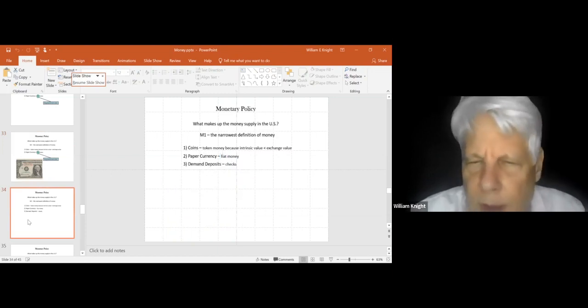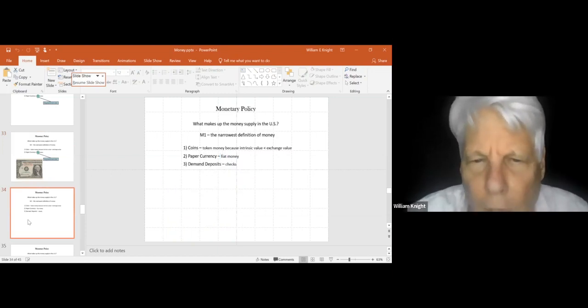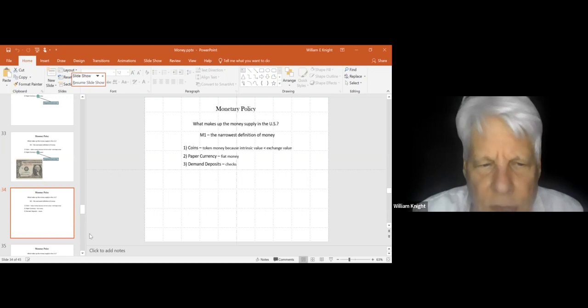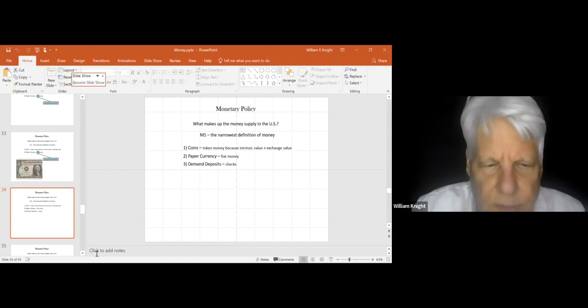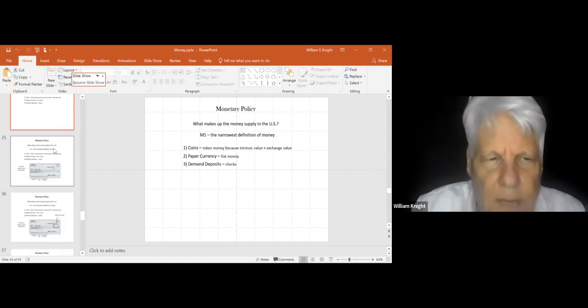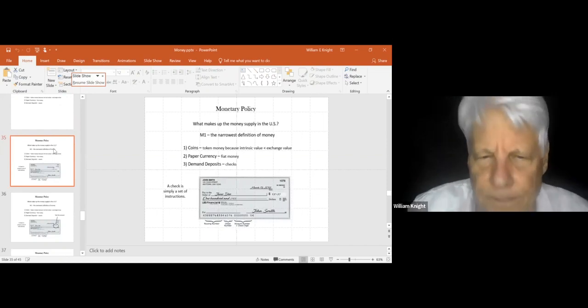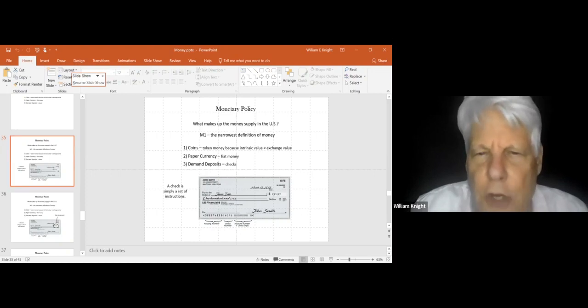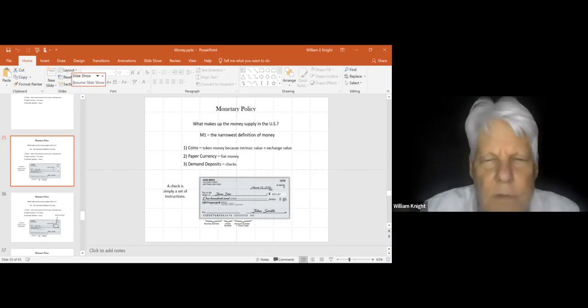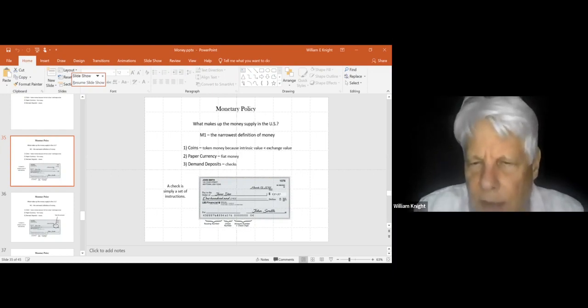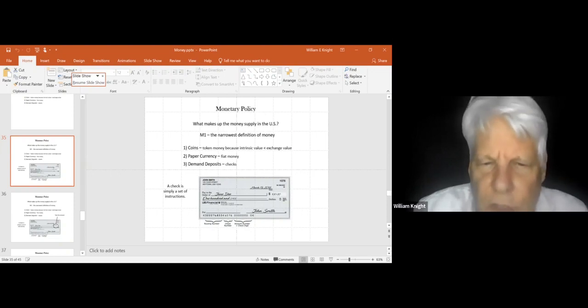Now a third member of the M1 family of money is something called demand deposits. Now, what are demand deposits? This is also money. Demand deposits are simply checks. A check is a demand deposit. A checking account is a demand deposit. Now, I know you know what a check is, so don't feel that I am insulting your intelligence by reviewing the concept of a check.